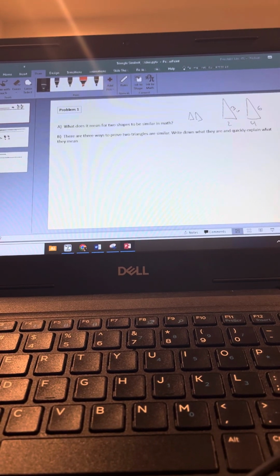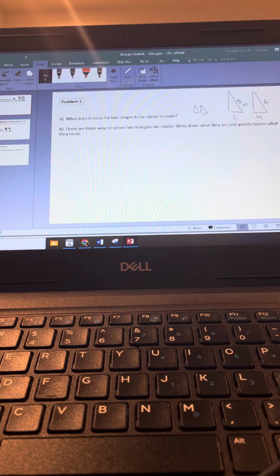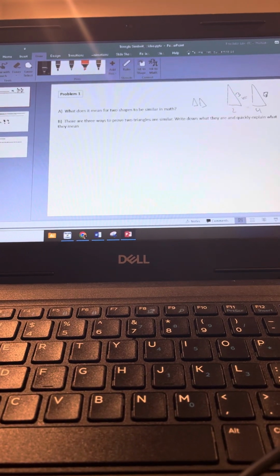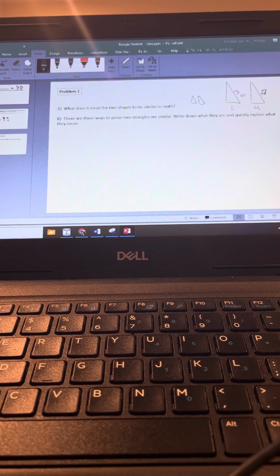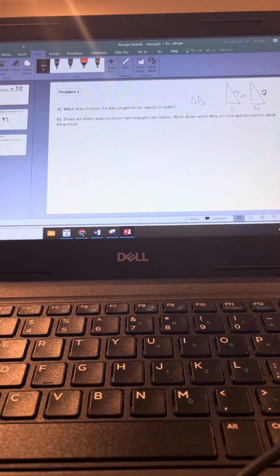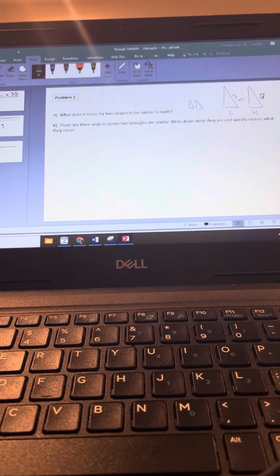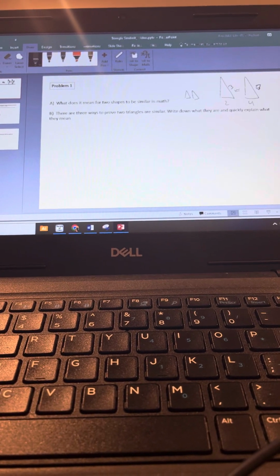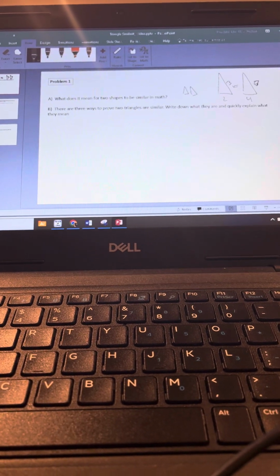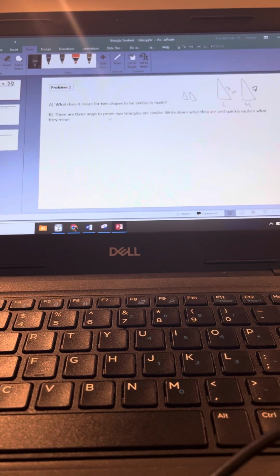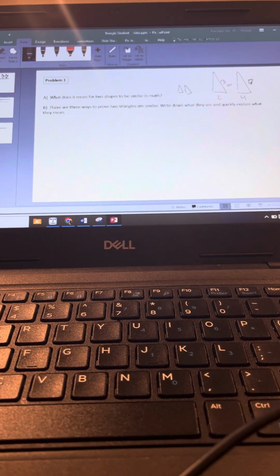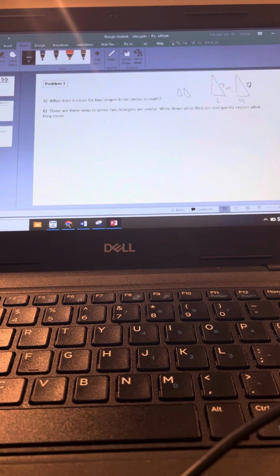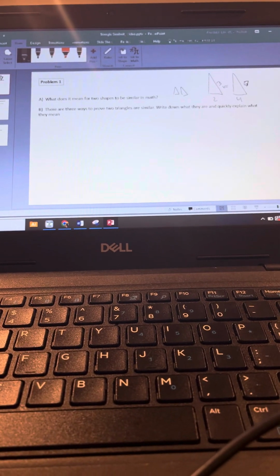So this means that these two are similar, but if this side was 7, 2 times 4 would still be 2, but 3 times 2 would not be 7. So for two shapes to be similar, it means that they have to be able to have the same divisor or whatever it's called.